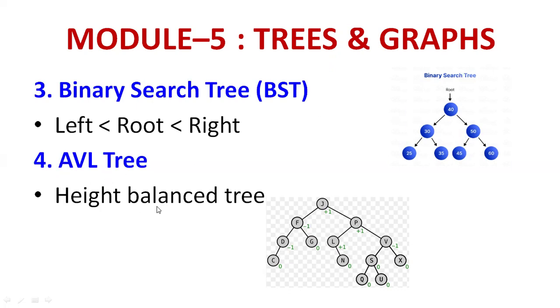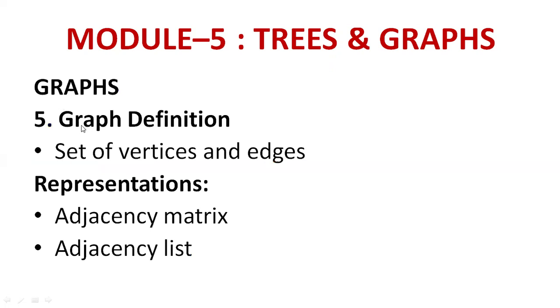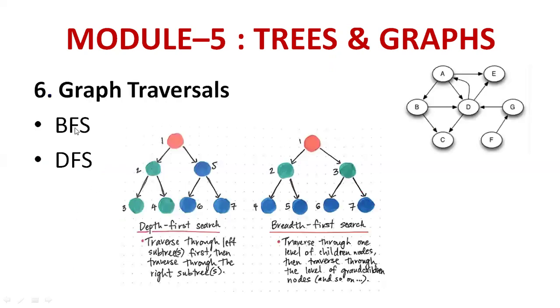What is an AVL tree? It's a height balanced tree, which is shown in the diagram. This is the way to represent an AVL tree. The other one: what is a graph? Graph definition includes a set of vertices and edges. Adjacency matrix and adjacency list are the representations of a graph. It is very important. So graph traversals are of 2 types: one is BFS, the other one is DFS.